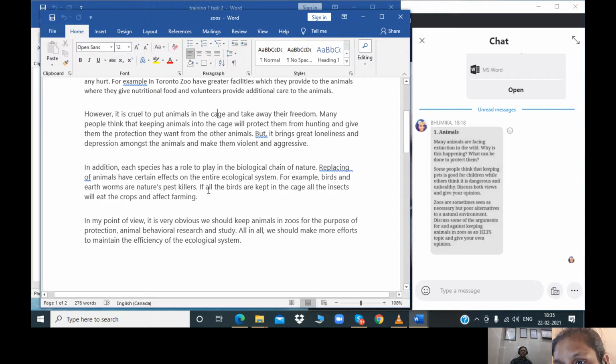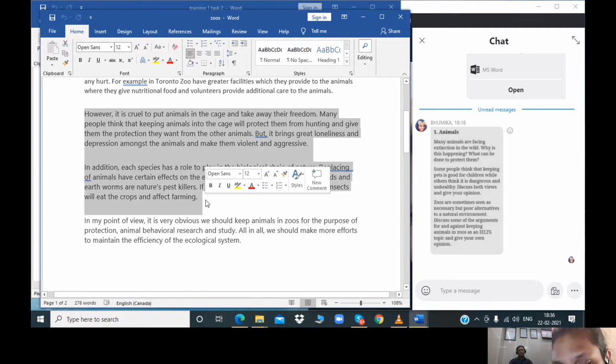If all the birds are kept in the cages, all the insects will eat the crops and it might affect farming. And again, this is a conditional sentence. If the birds are kept in the cage, and it must be a comma, it's a complex sentence. All the insects will eat the crops and affect farming. So this could be here in one entire paragraph.